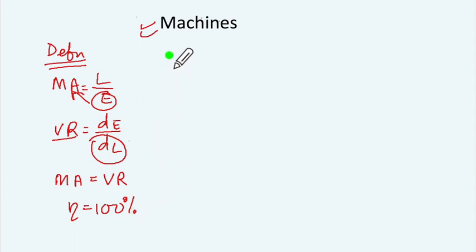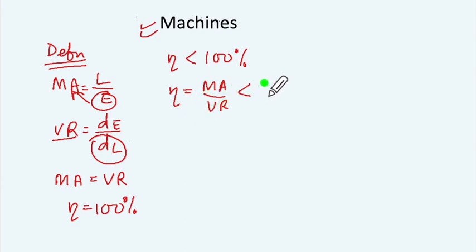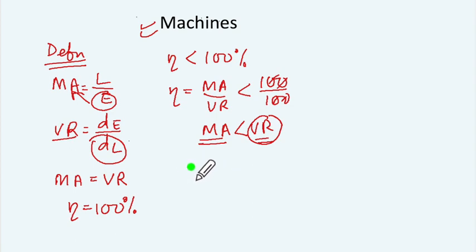In a practical machine, your efficiency is going to be less than 100%. Now efficiency is equal to MA upon VR, and so MA upon VR becomes less than 100%, means 100 upon 100, which means MA upon VR is less than 1. Cross multiply, your MA is going to be always less than VR. So remember, as the efficiency increases or decreases, velocity ratio remains the same, but mechanical advantage will get affected.